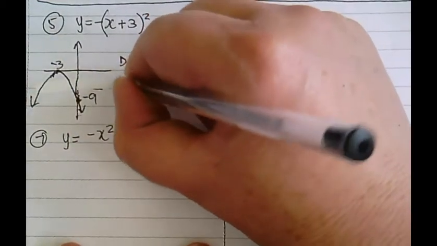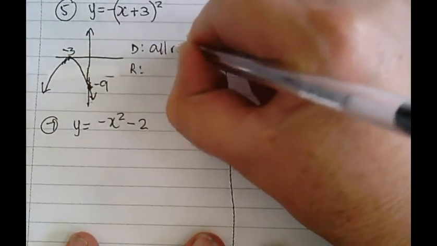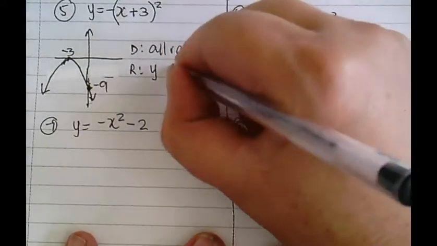What's your domain? What's your range? What values of x are you allowed? All real x. Range. Y is good.